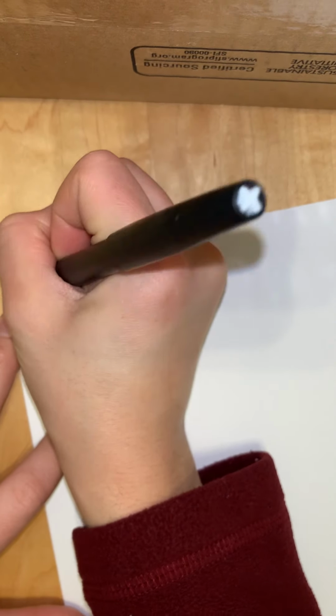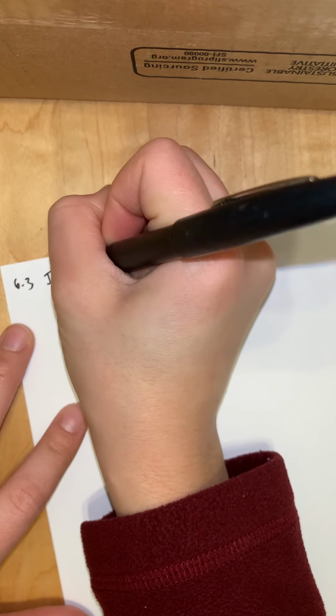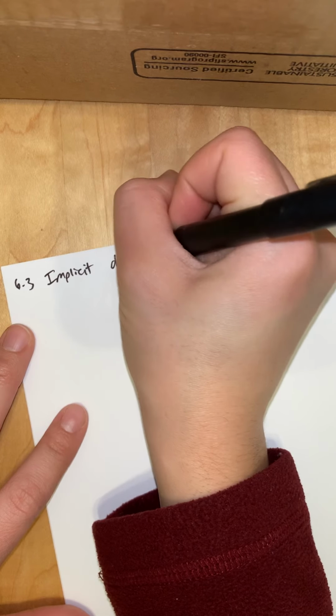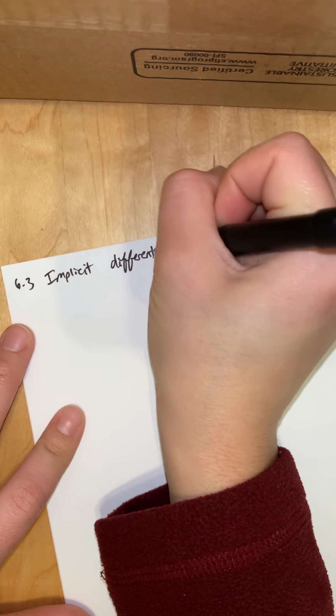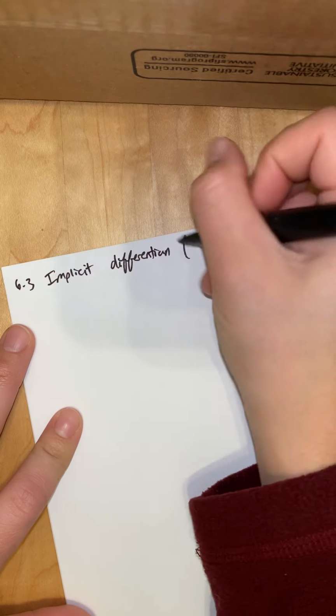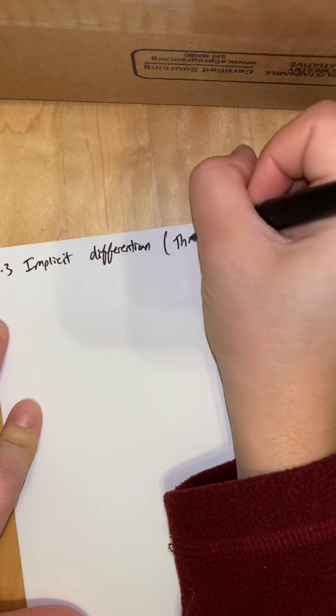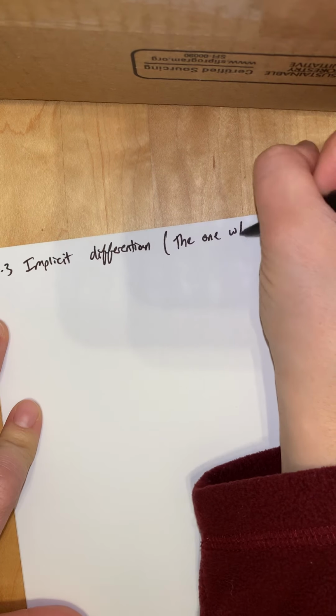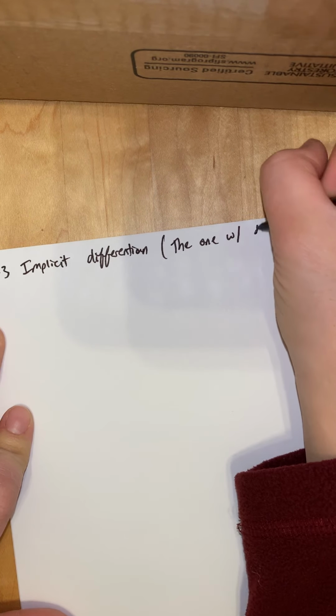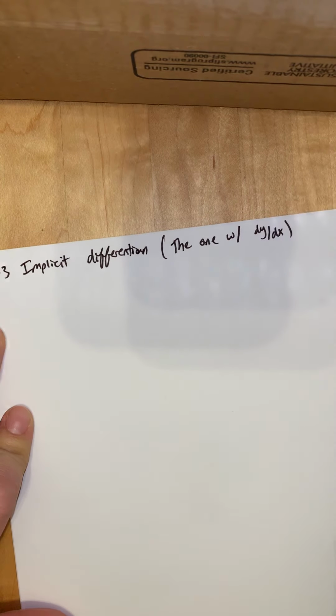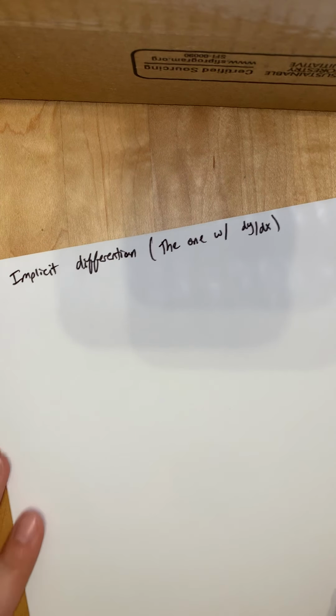All right, moving on to section 6.3. So section 6.3, we did implicit differentiation. Again, we gave this one the friend's title. This was the one with dy dx. Okay.